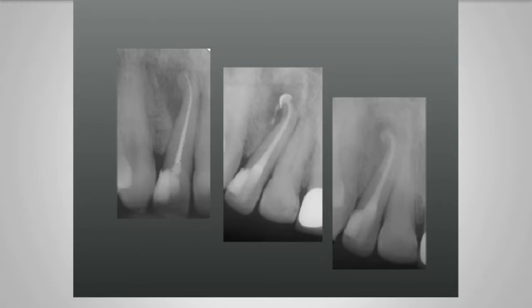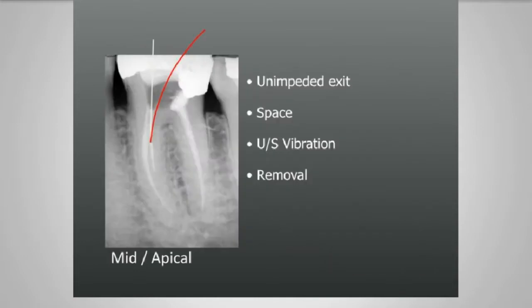Okay, well, what happens when we get down into the amber and red zone? Well, things are more complicated here, and really you need to be able to see where you're working, so a microscope at this stage is more or less essential. There are several stages. The first thing you need to do is produce what's called an unimpeded exit. In other words, if you're trying to remove this piece of fractured instrument, it went in on the red line, it needs to come out on the white line. So straight line access is absolutely essential.